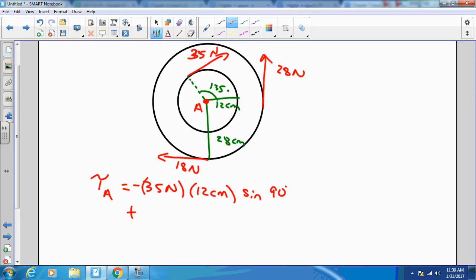Now, we walk through the same process for the 28 Newton force. The 28 Newton force is at a distance of 28 centimeters from the point of rotation, and it is also tangent to the circle and therefore perpendicular to the radius. And it is causing a counterclockwise torque, like so.